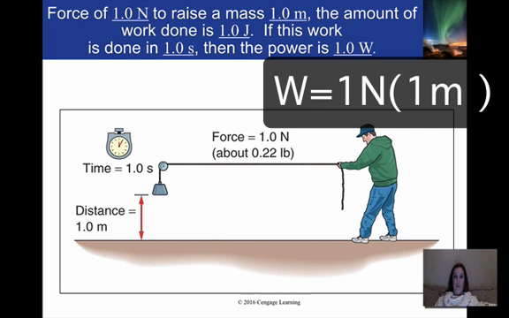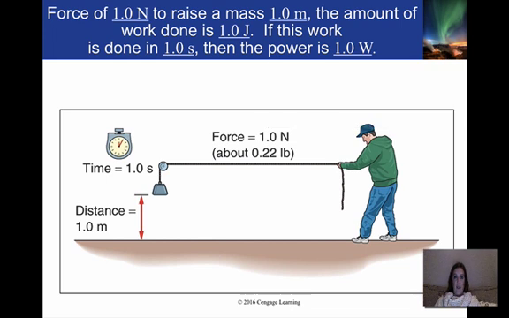So work equals the force times the distance. We have that 1 joule of work. If it's done in 1 second, 1 joule of work divided by 1 second is our 1 watt.